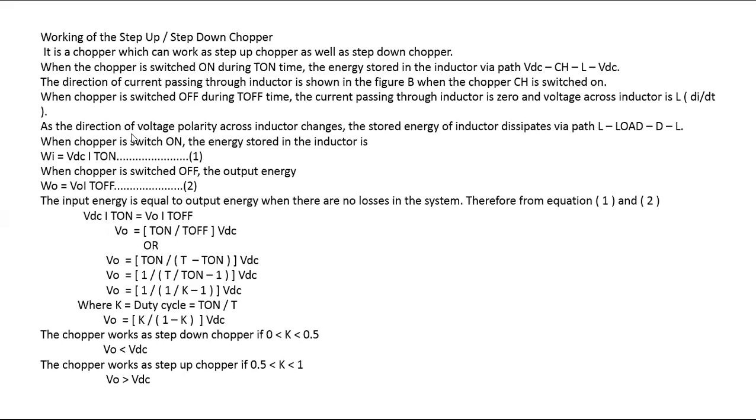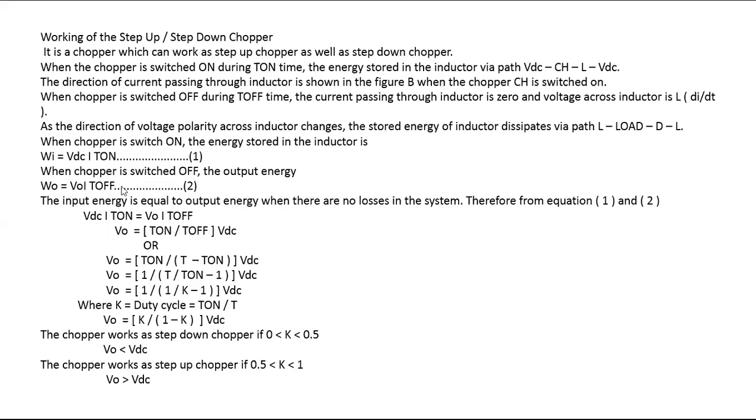So during case 1, what's going to happen? The inductor is storing the energy. What is the formula for power? Power equals voltage into current. But what is the formula for energy? Energy is represented by W. Energy is equal to power into time. Therefore, what is the power formula? Voltage into current. So VDC into I, if the input supply is DC. So the energy stored by the inductor, W1, is equal to VDC into current into T on, because the chopper is on.